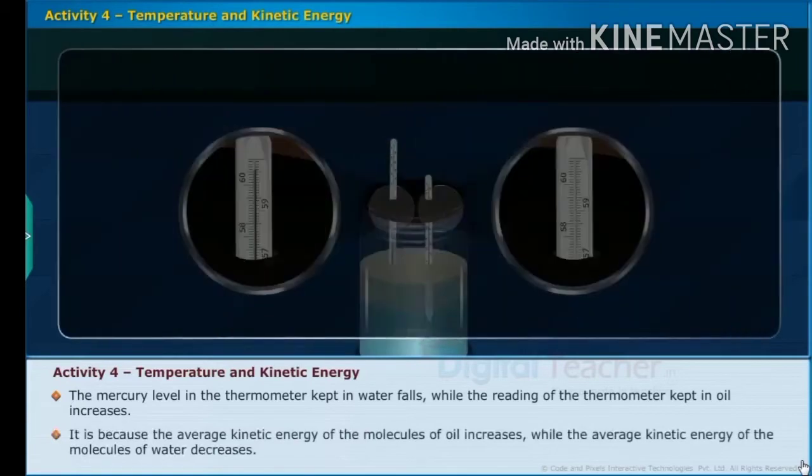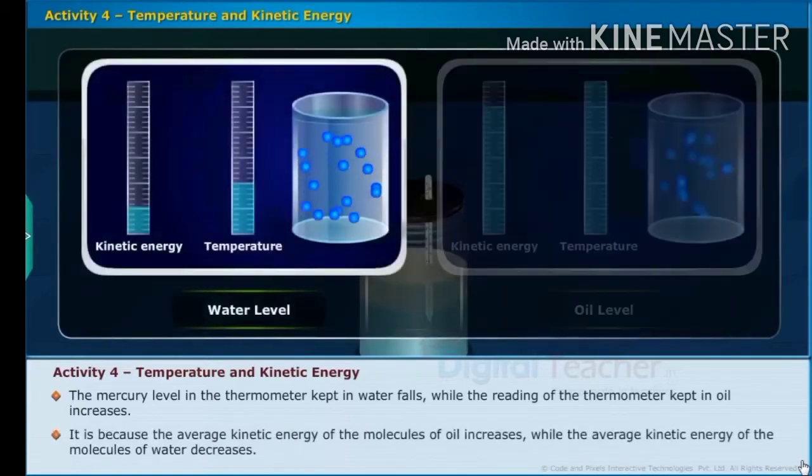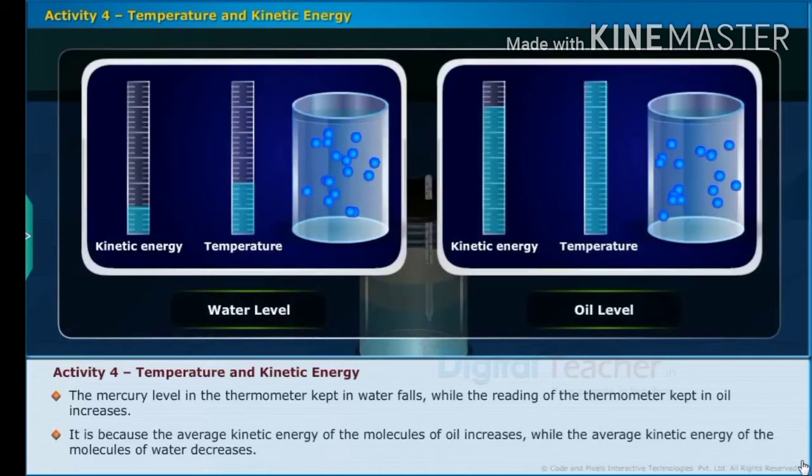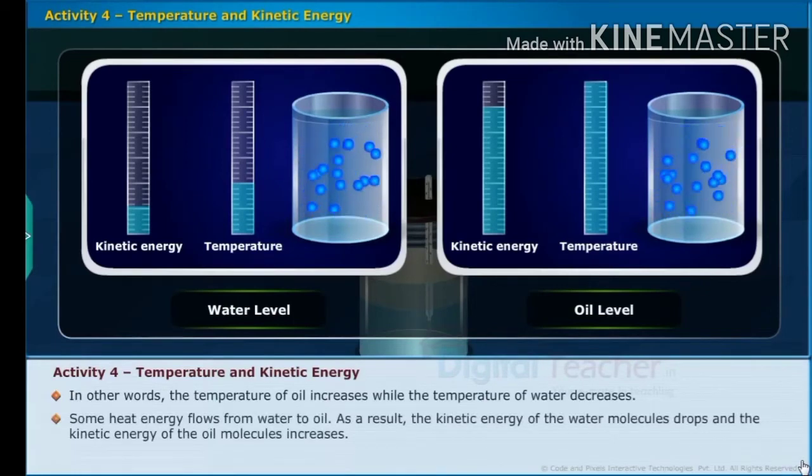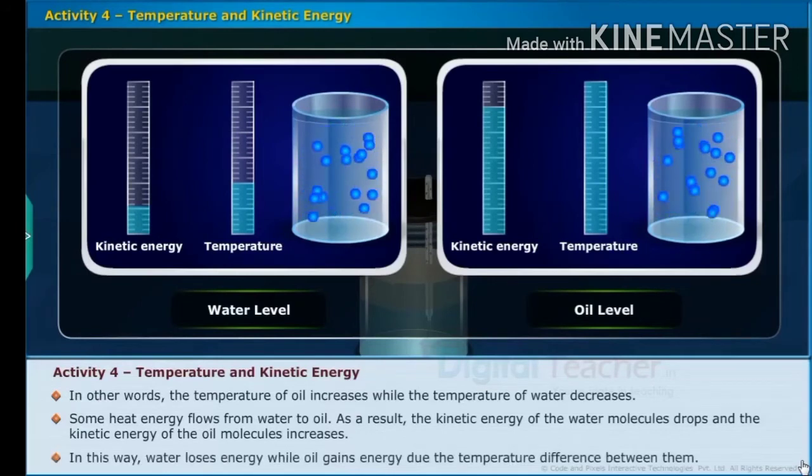It is because the average kinetic energy of the molecules of oil increases, while the average kinetic energy of the molecules of water decreases. In other words, the temperature of oil increases while the temperature of water decreases. Some heat energy flows from water to oil. As a result, the kinetic energy of the water molecules drops and the kinetic energy of the oil molecules increases. In this way, water loses energy while oil gains energy due to the temperature difference between them.